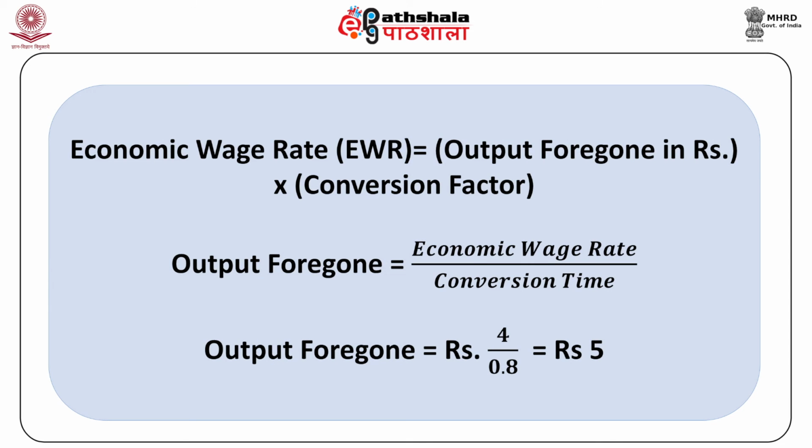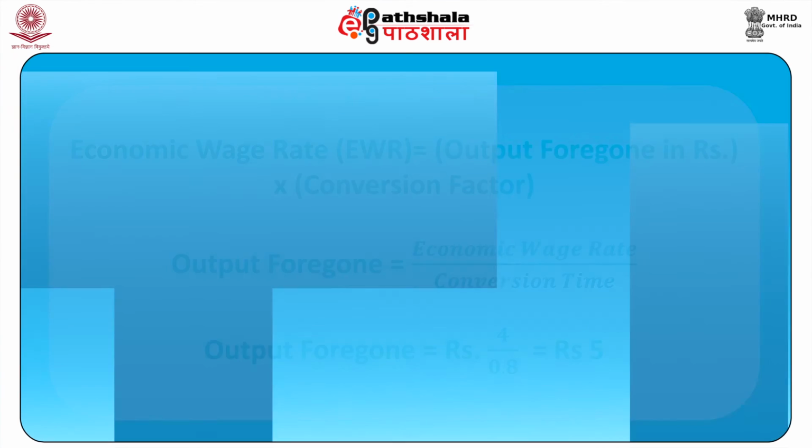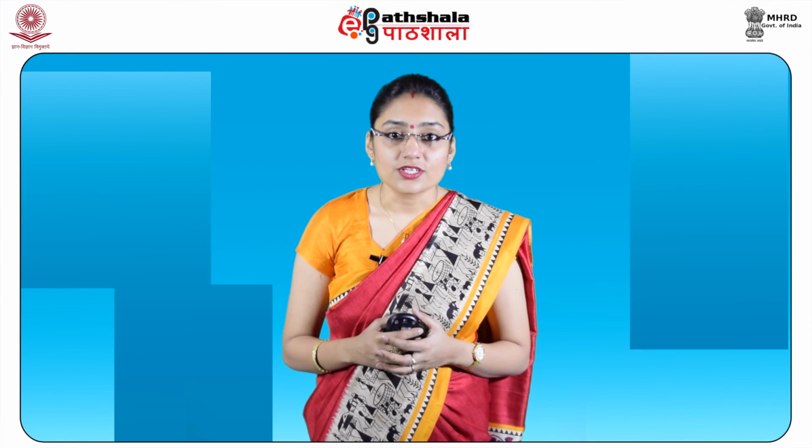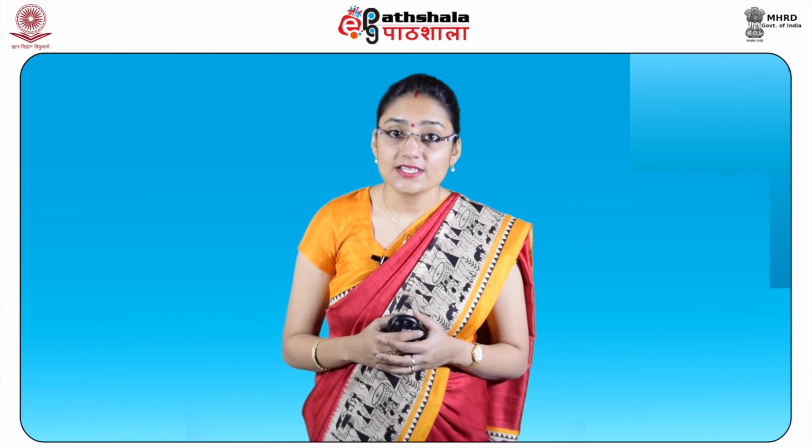Second, economic wage rate is equal to output foregone in rupees into conversion factor. So by adjusting this formula, we can also say that output foregone is equal to economic wage rate divided by the conversion factor, which is equal to rupees 4 divided by 0.8, and thus we can say that output foregone is rupees 5.